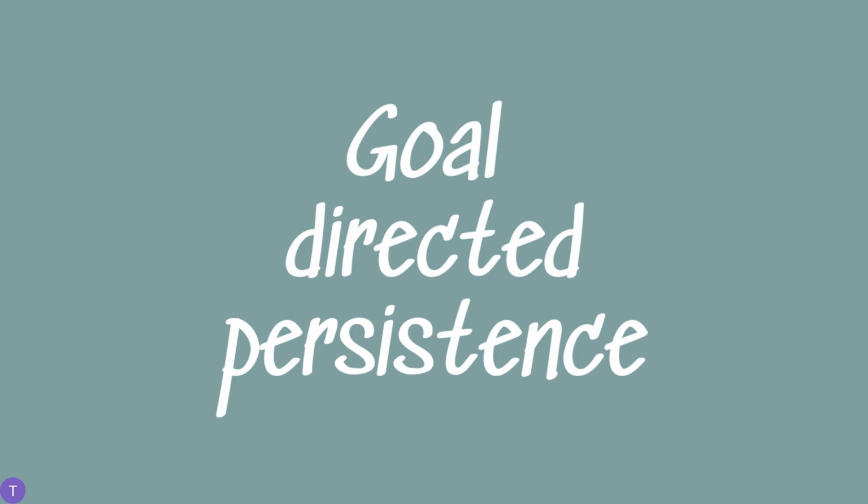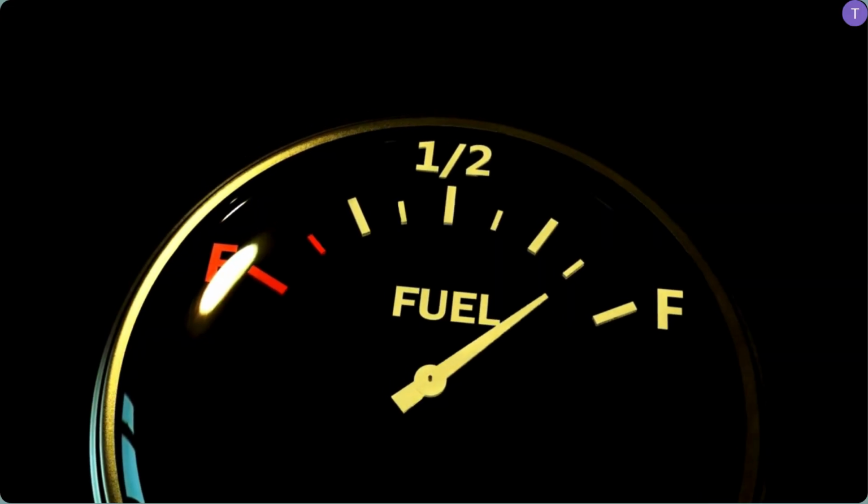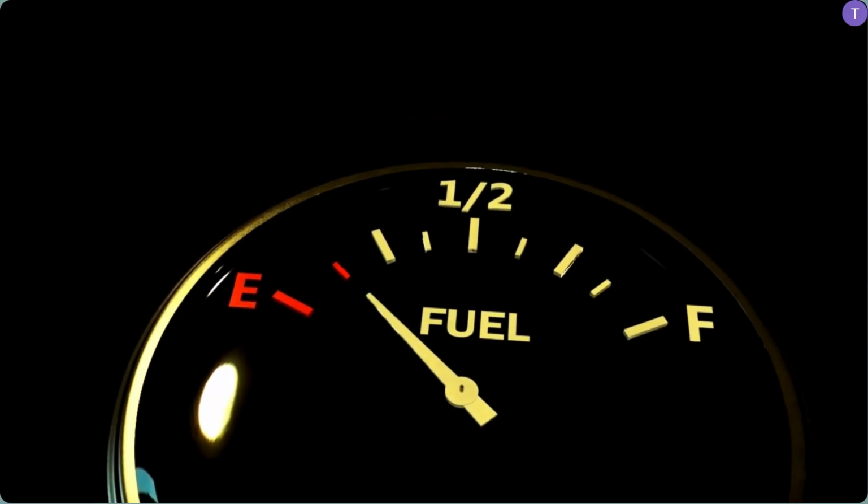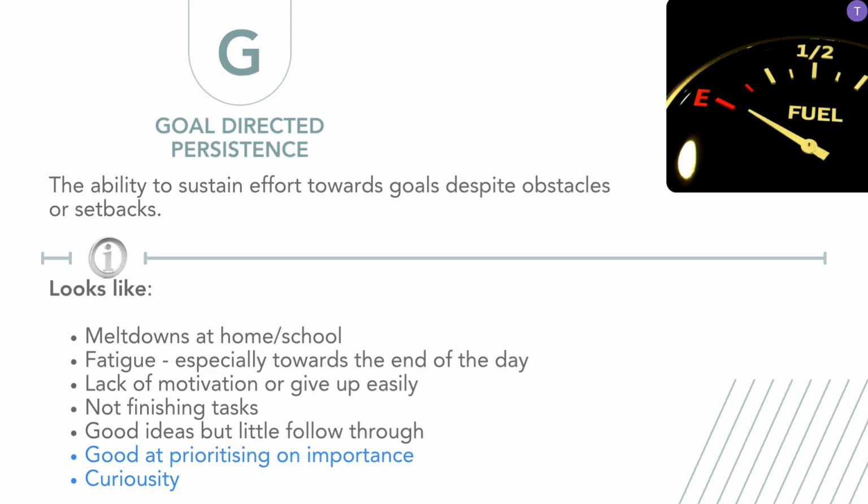Okay, so goal-directed persistence, in our analogy, is the fuel system and the fuel gauge in the car. It's defined as the ability to sustain effort towards goals despite obstacles or setbacks. So this can look like having meltdowns at home. Often these kids might have meltdowns at home when they seem like they've been okay throughout the day. It can look like fatigue, particularly towards the end of the day. It can look like a lack of motivation, or that they're giving up easily, not finishing tasks, that they've got good ideas, but they might have very little follow through.